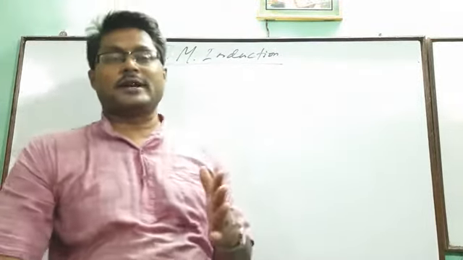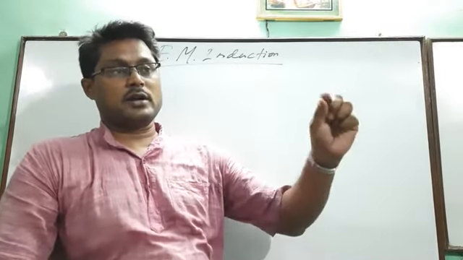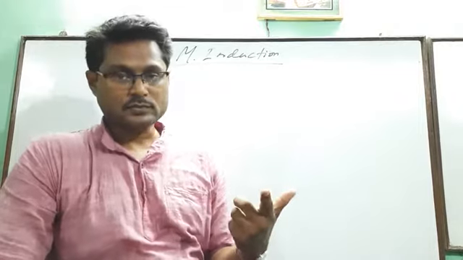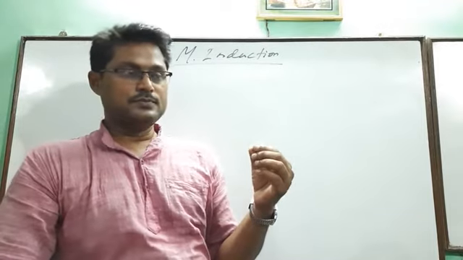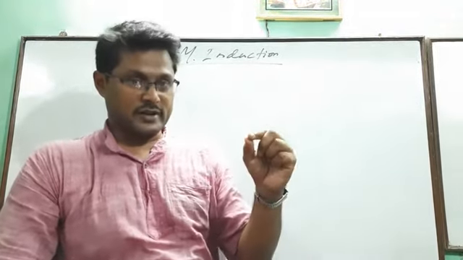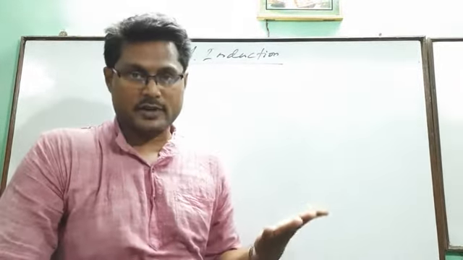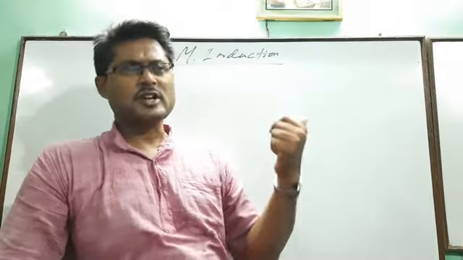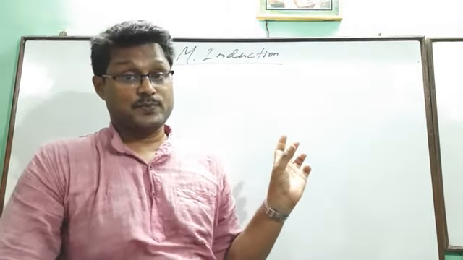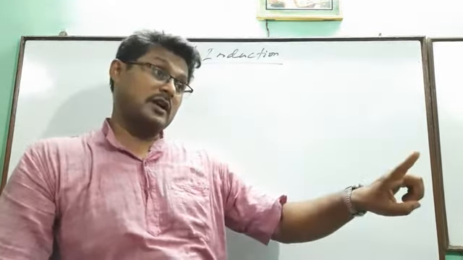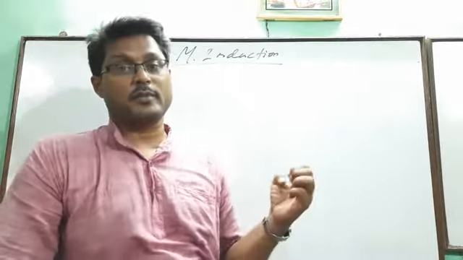According to Oersted's experiment, we have seen that a current carrying conductor produces a magnetic field around it. Now think of the reverse effect. When current is sent through a conductor, it produces a magnetic field. Then the reverse thing is, if a magnetic field is applied, then current may be induced.